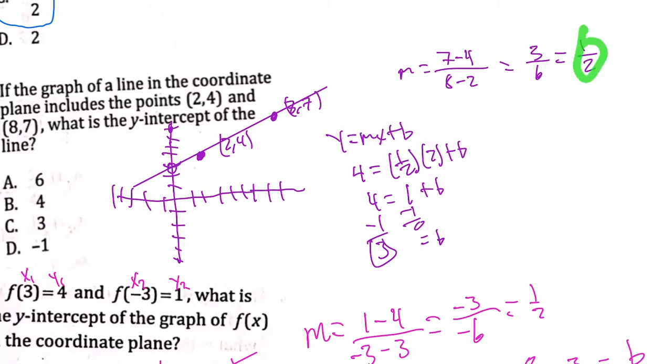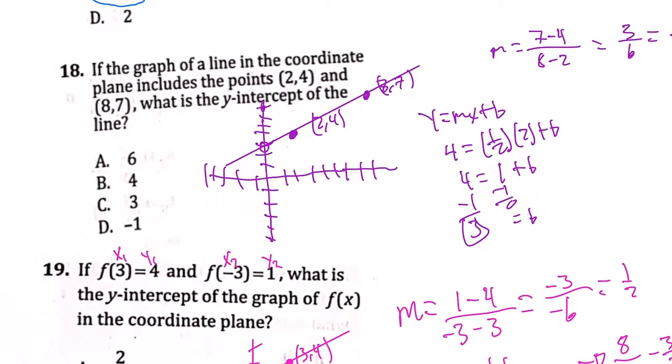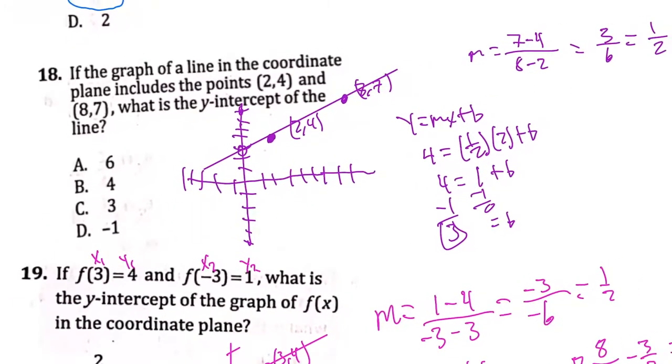So my m will go in here where m is. And then you could pick any point you want. You could pick (2, 4) or (8, 7). I just picked (2, 4) because they're smaller numbers and they're easier to work with.